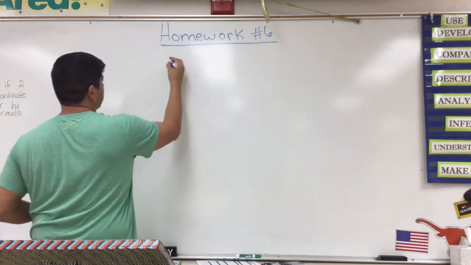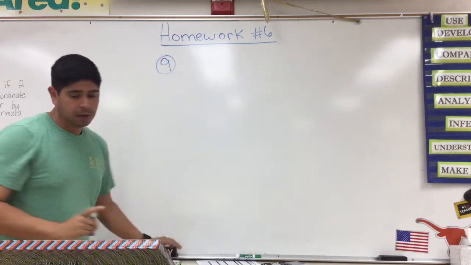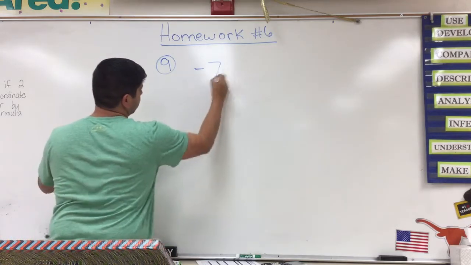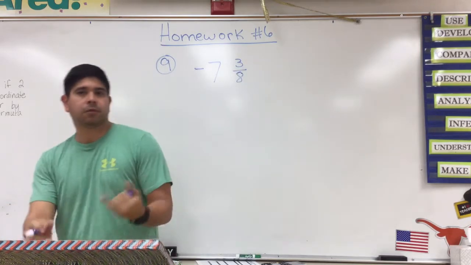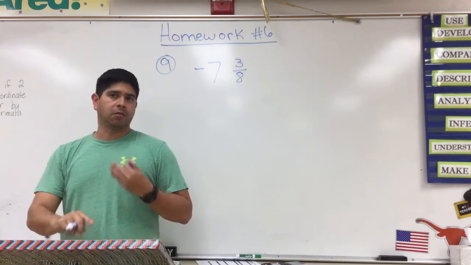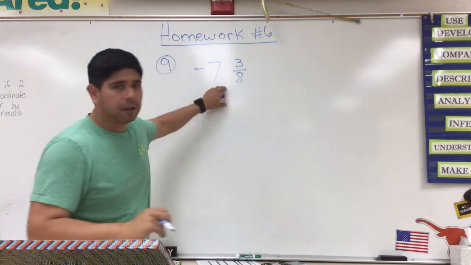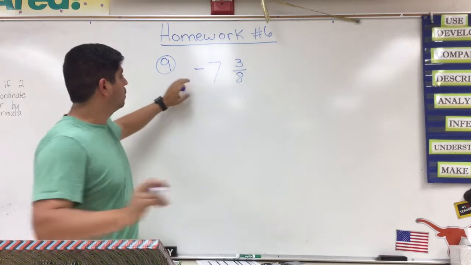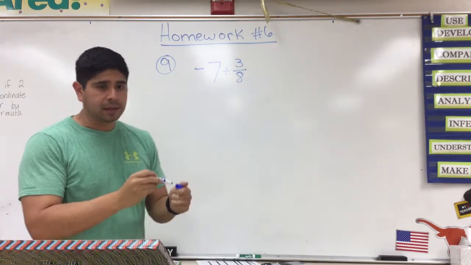Now number 9. Maybe I can finish in blue. Classify negative 7 and 3/8. So remember, when we say classify, that's when we're seeing if it's a natural number, whole number, integer, rational number, or an irrational number. So what you have to do is put this in your calculator to see what the decimal is. So remember, when we put this in our calculator, we have to put negative 7 plus 3/8.